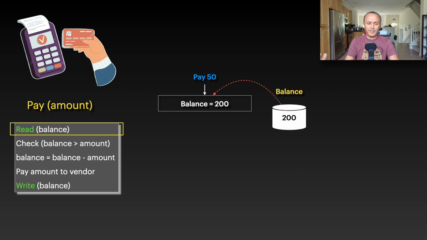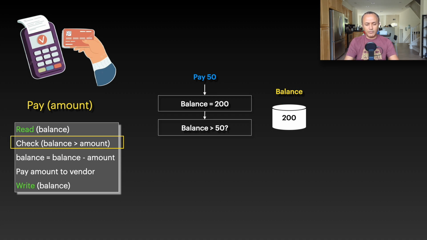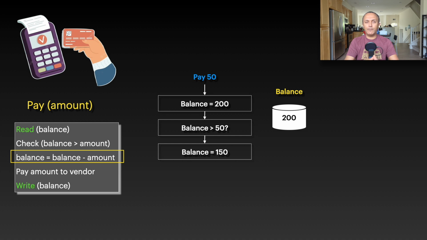The first step is reading the balance. So it's going to get that amount from your bank account, which is 200. It's going to check whether the balance is greater than the 50 that you want to pay or not. Suppose that in this particular example it is, because you have 200. So it's going to subtract 50 from the balance. So now the new balance is 150. This new balance is only in memory; we have not changed the amount in the database yet.